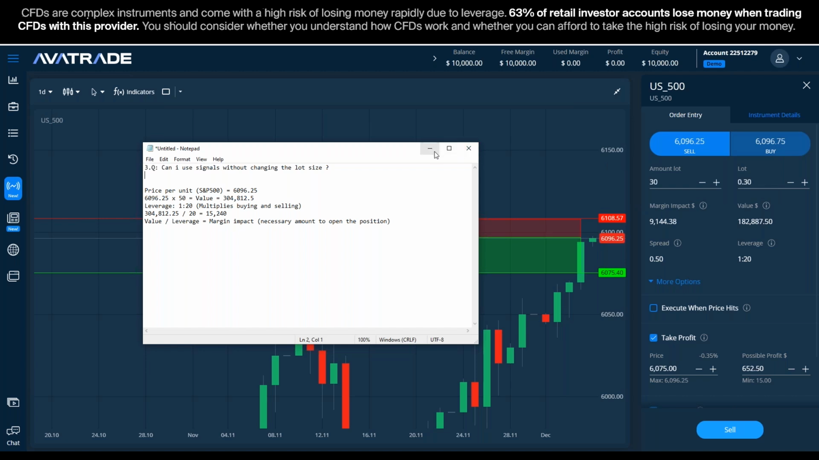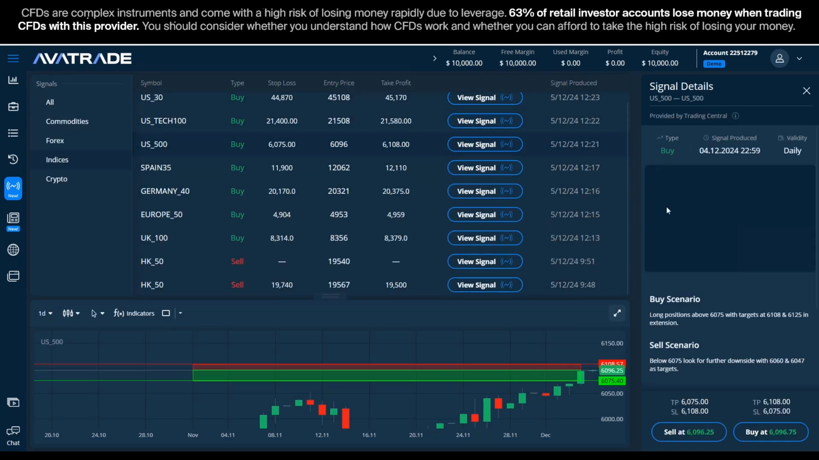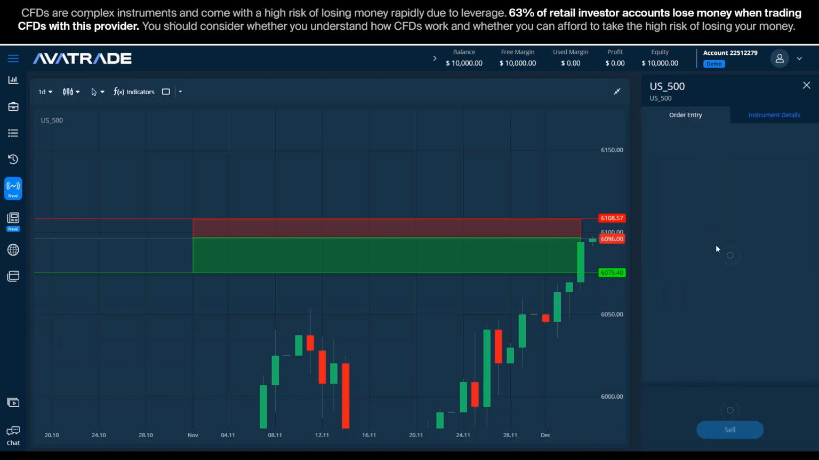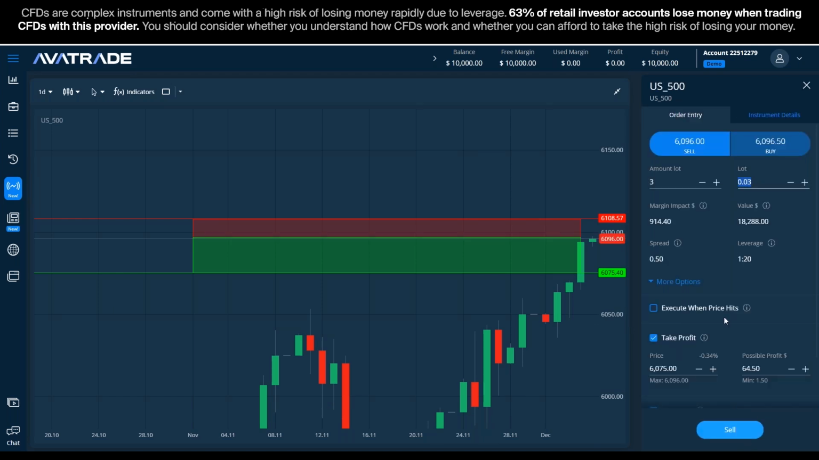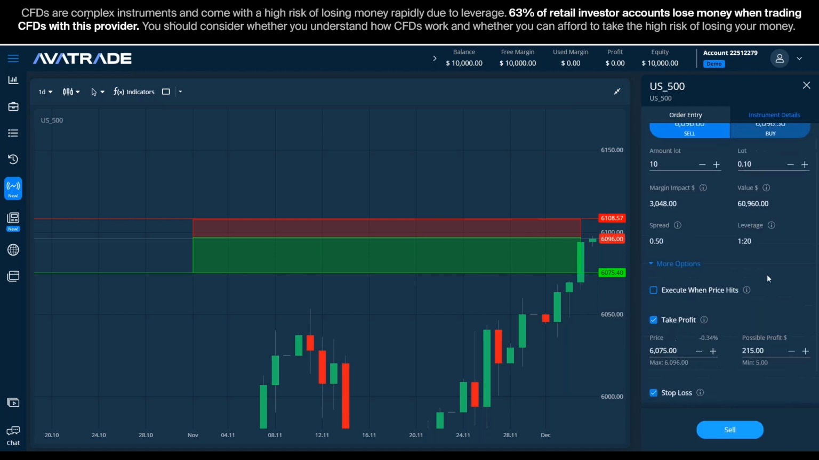So while using a signal, just like we had a minute ago, okay, again, click view signal, then again, go with the sell scenario. And now we see that this is what the platform offers me by default. And now I know that I can increase the lot size, which will naturally increase my potential profit or loss. But I should be careful while I increase, and I have to pay attention to the margin impact. Okay, so I can safely sustain the margin level in my account.